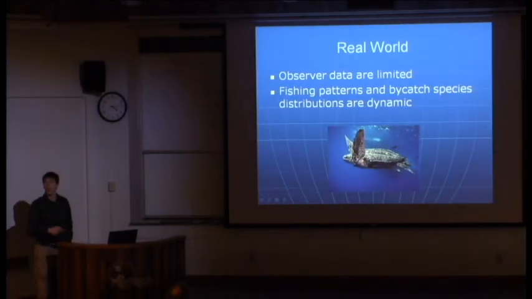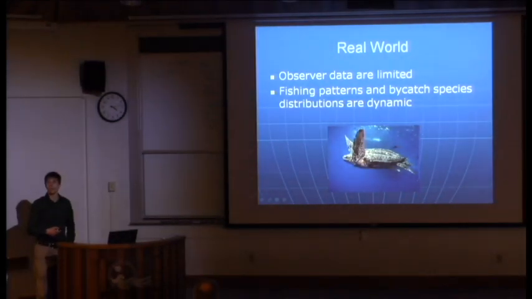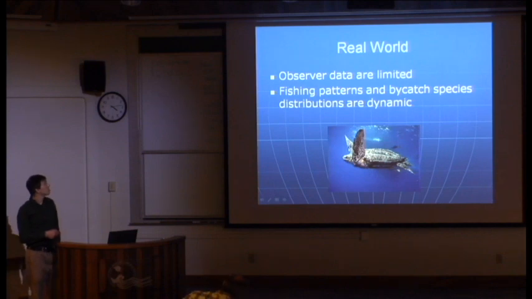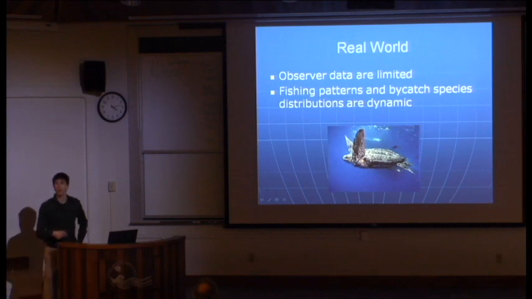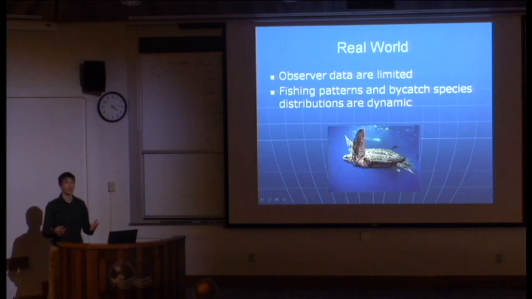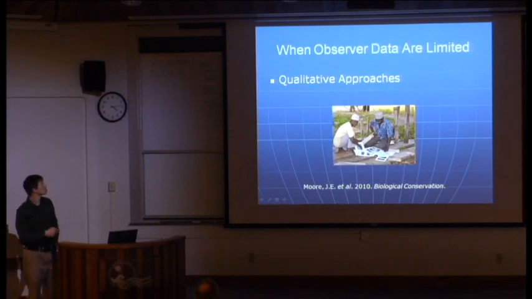Of course, in the real world, we don't have those sorts of situations very often. The observer data are usually quite limited, so we don't have as much information to go on. And the fishing patterns and bycatch species themselves are quite dynamic. As you all know, working in the oceans, systems are dynamic. Species are often following oceanographic features, rather than static patterns in the landscape or in the seascape. And so how do we deal with this?